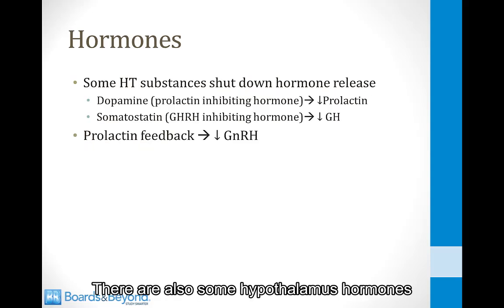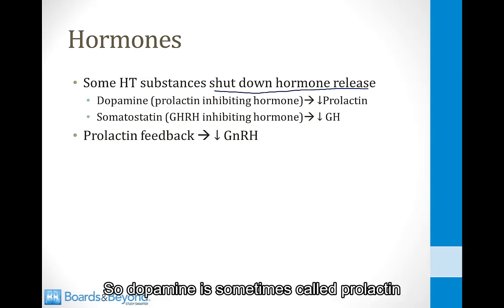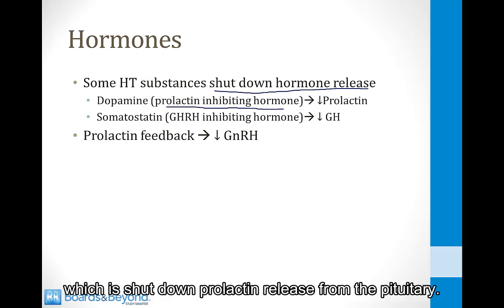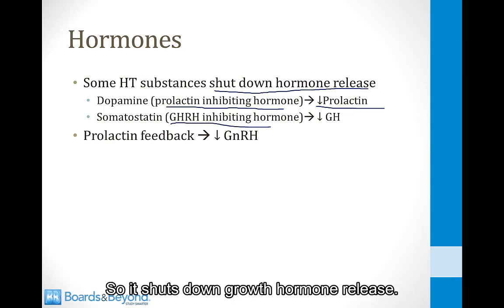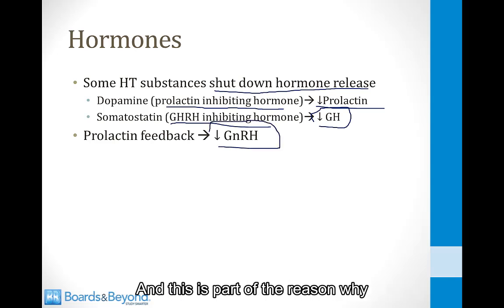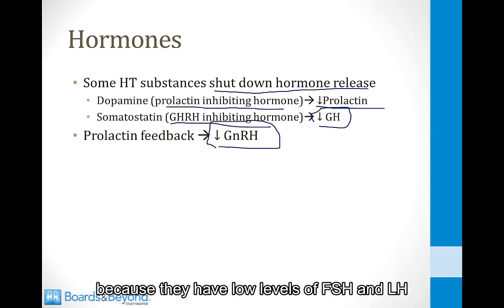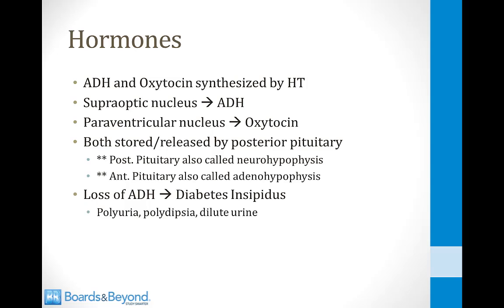There are also some hypothalamus hormones which shut down hormone release. So these don't promote it, they actually shut it down. So dopamine is sometimes called prolactin inhibiting hormone, which helps you remember what it does, which is shut down prolactin release from the pituitary. And somatostatin is sometimes called GHRH inhibiting hormone, so it shuts down growth hormone release. And then when women have high prolactin levels, this shuts down GnRH levels, and this is part of the reason why mothers who are breastfeeding often don't menstruate, because they have low levels of FSH and LH related to the prolactin feedback on the hypothalamus.